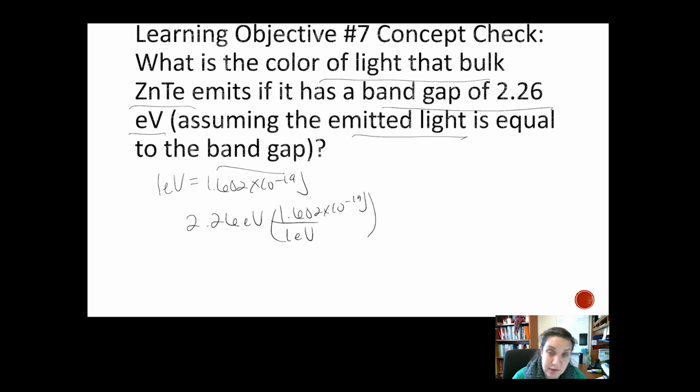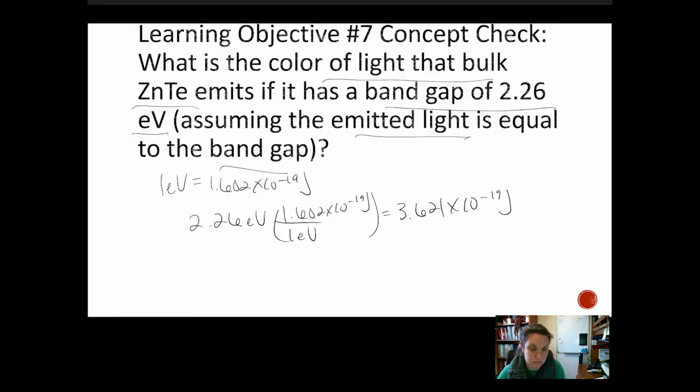And this gives us 3.621 times 10 to the negative 19 joules. Okay, so now we're going to take this energy and put it into our energy equation. The equation that relates energy and wavelength is energy equals Planck's constant times the speed of light divided by the wavelength of light, where the wavelength of light is equal to hc divided by energy if we want to rearrange.